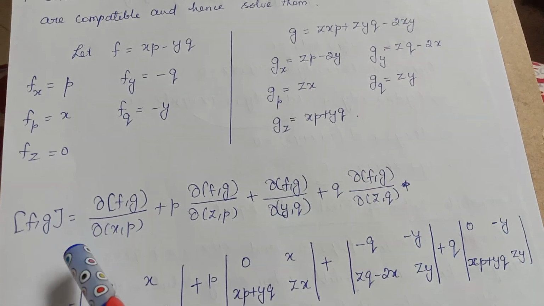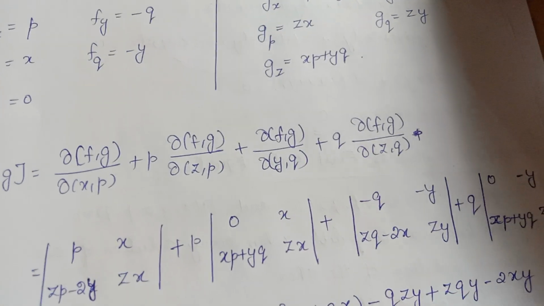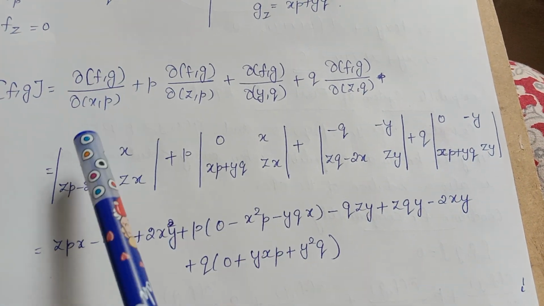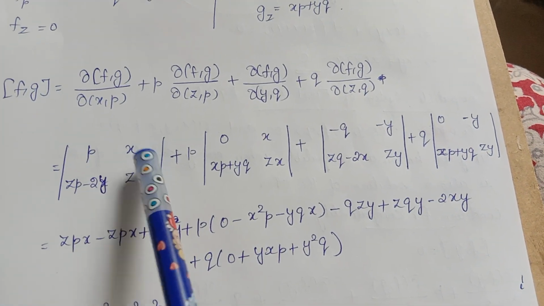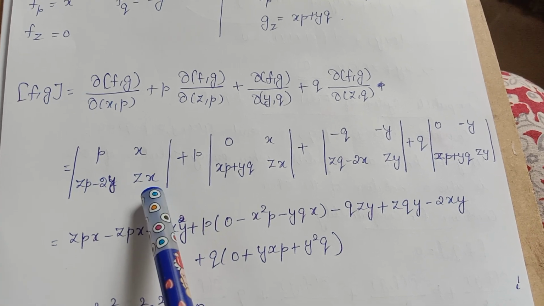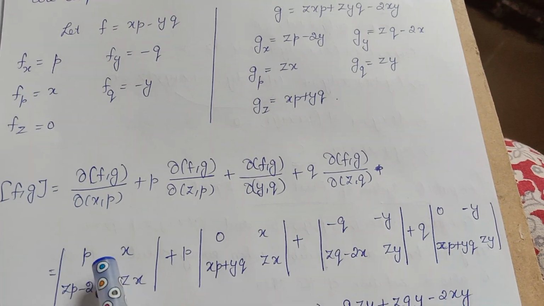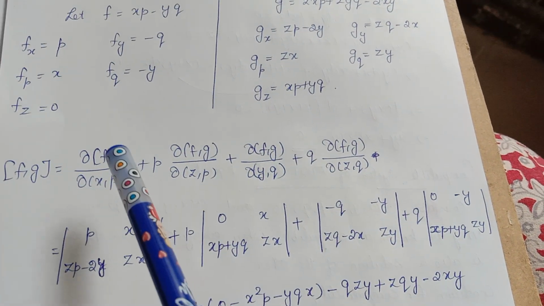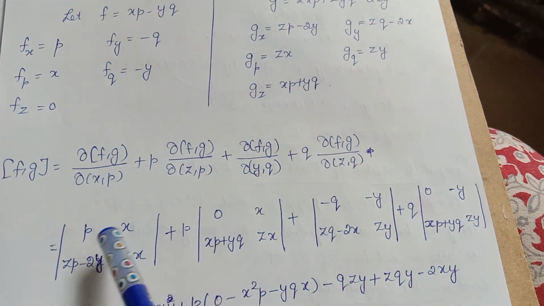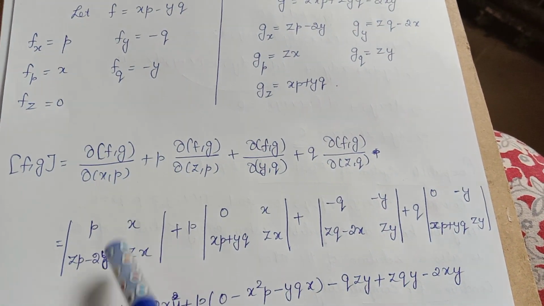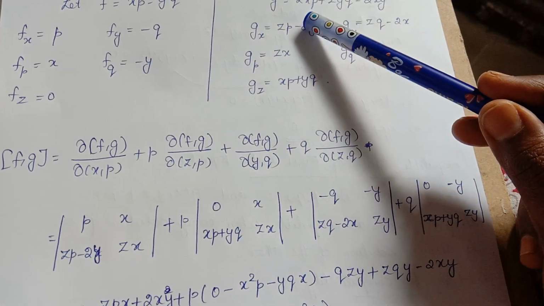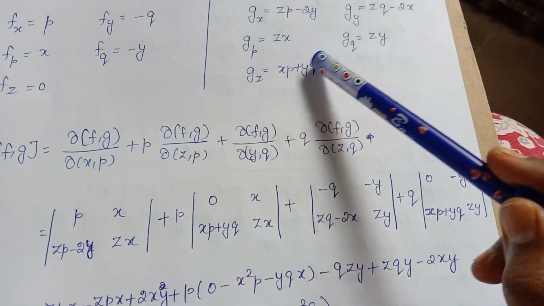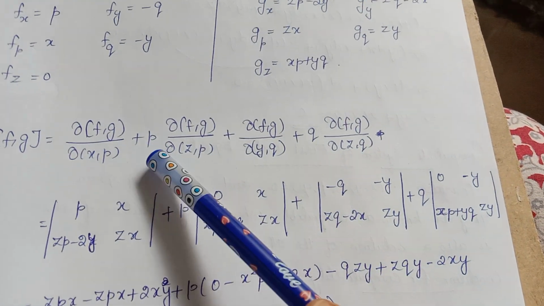After finding all this, I am going to find the Jacobian value. If it is equal to 0, the system is compatible. So what is the Jacobian of fg with respect to xp? It is the determinant of dou f by dou x, dou f by dou p, dou g by dou x, dou g by dou p. Substituting: dou f by dou x is p, dou f by dou p is x, so p, x in the first row. Second row: gx, and gp is zx.